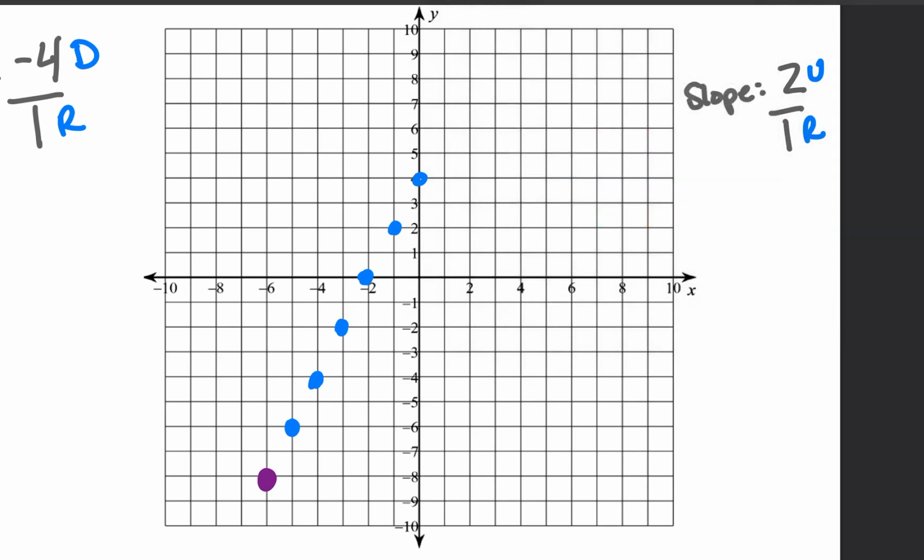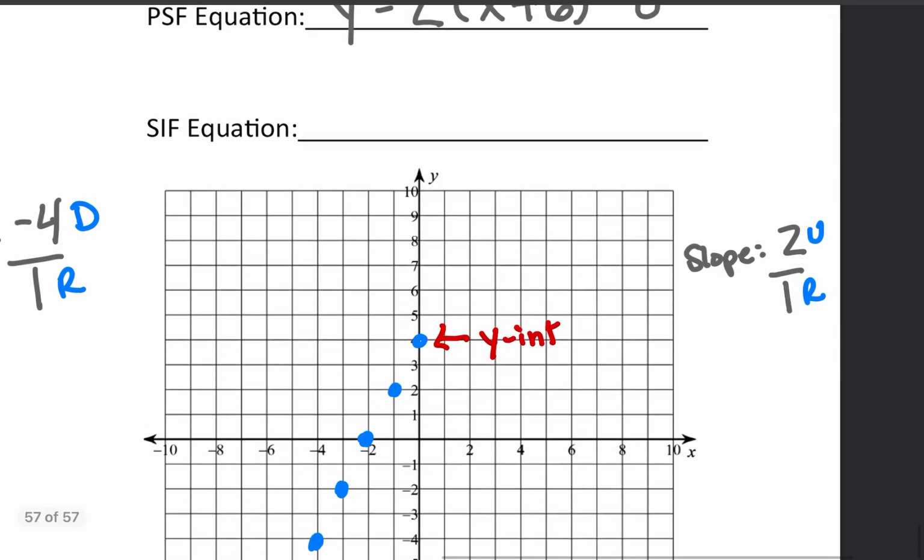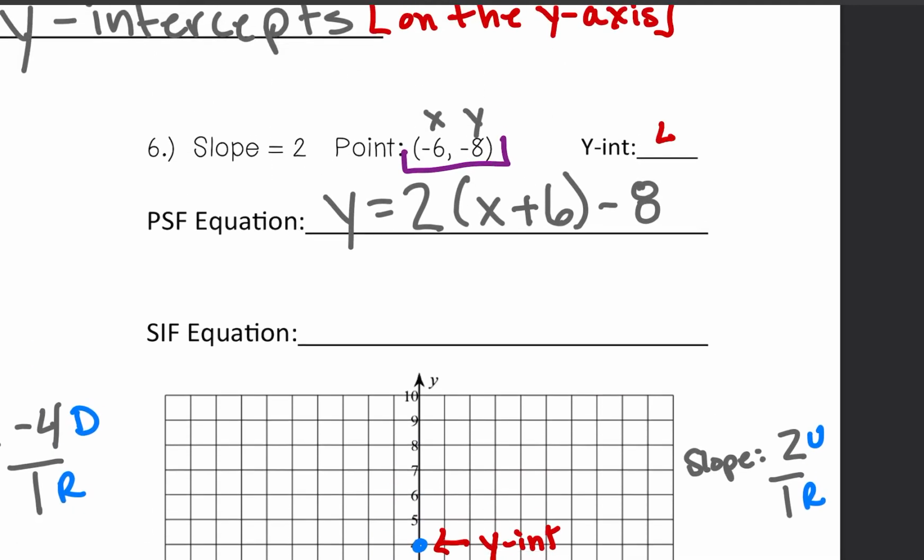And when I do, I see that my y-intercept is the number 4. So now I can write my equation. Y equals 2x plus 4.